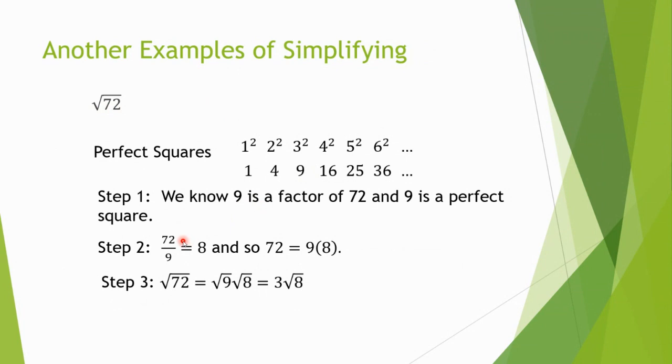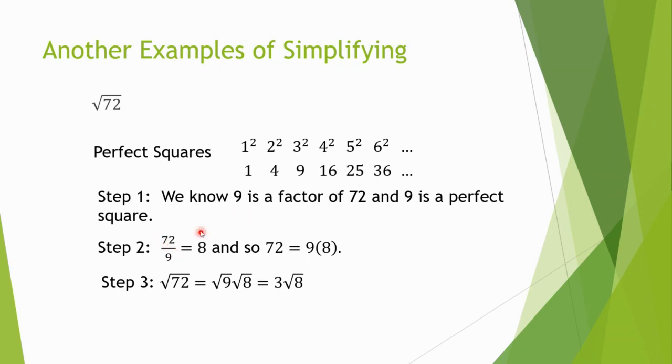How do we know that? Mostly because 72 divided by 9 is another integer. So 9 is a factor of 72, and 9 is a perfect square. So even without this, we would see that the square root of 72 is not simplified. We could simplify it. There's a factor of the radicand, in this case 72, that, besides 1, is a perfect square.